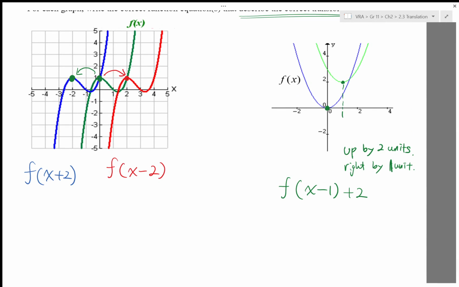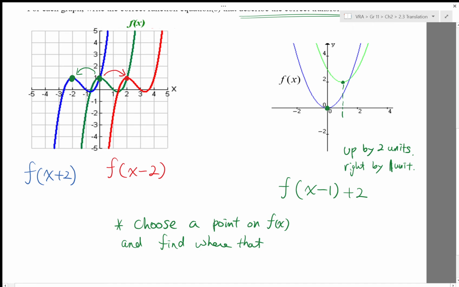You choose a point. So remember this: choose a point on f(x), the original function, and find where that exact point is moved to on the new function. Now that's when you have translations, okay? If you have stretches or compressions, it works slightly differently, so be really careful with it.